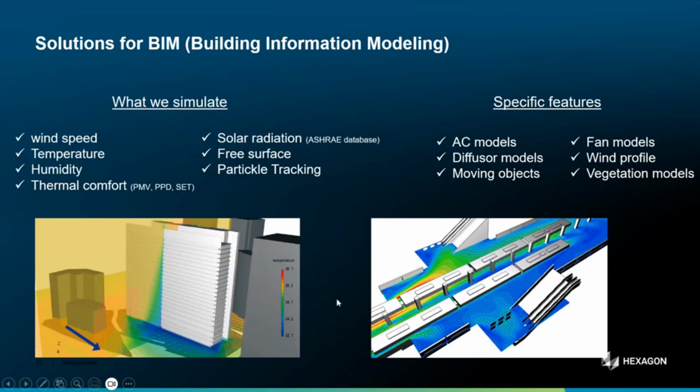In terms of physics, what we can deal with this kind of simulation for buildings, we can deal with, of course, the wind speed. We can deal with the temperature, the humidity, the thermal comfort. That is nothing more than a combination of all the different results. But for example, we can directly output some PMV, PPD, or ICT, or wet bulb temperature. So some standards in terms of thermal comfort, we can directly get them as a result. We can deal with solar radiation. I touched on that. We can deal as well with free surface. For example, if you are working with fountains or active cooling system, we can deal with that. And particle tracking if you are looking for pollutants.